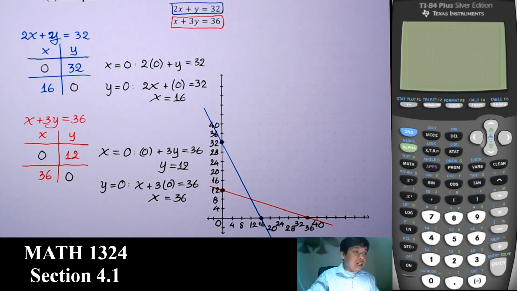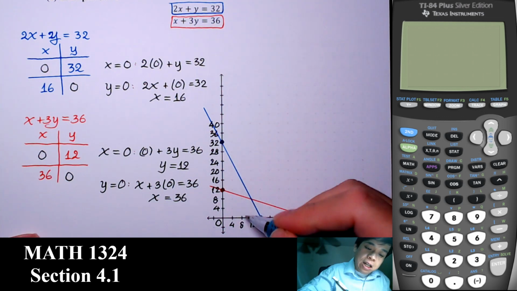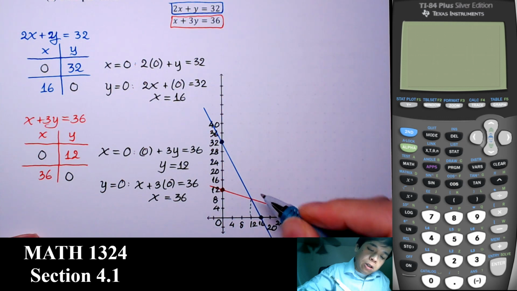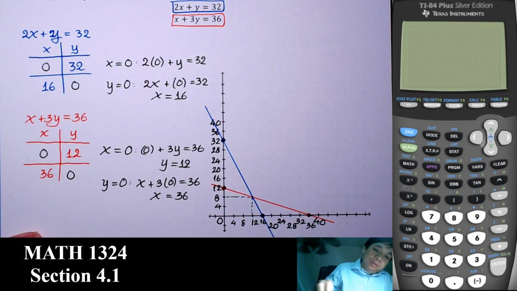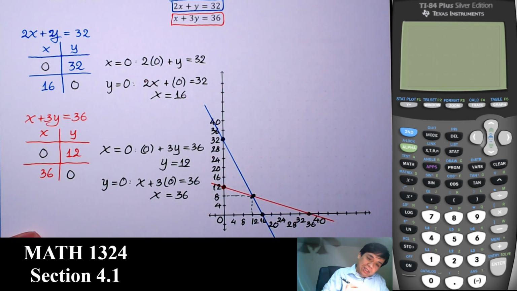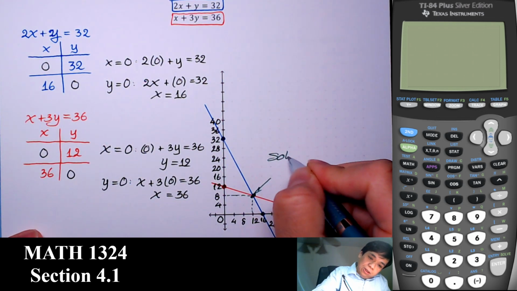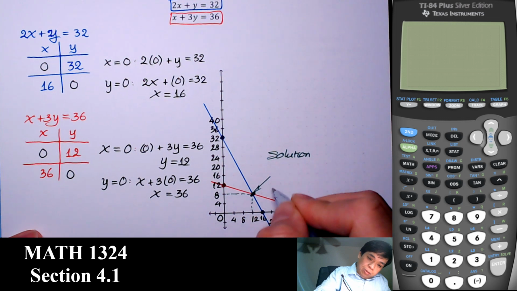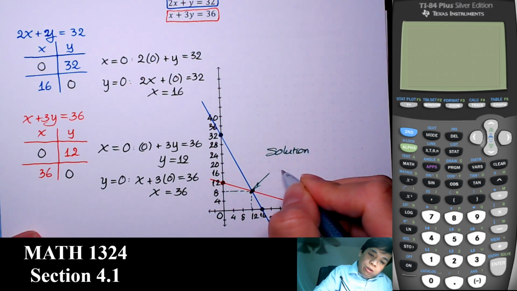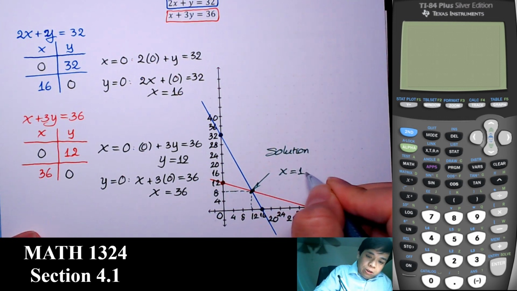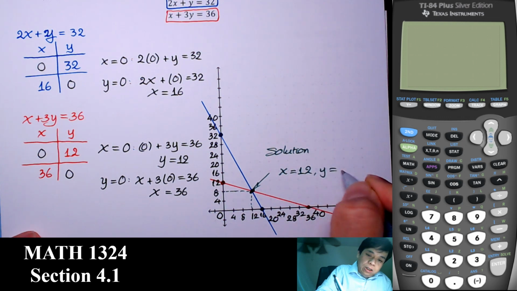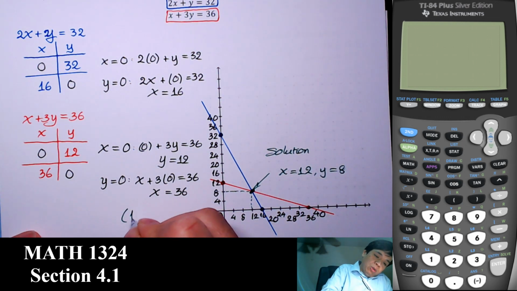And we have to draw that almost perfectly to get the answer. So it looks like 12 and 8. So we say the solution is x equal to 12, y equal to 8, or we write it as the pair (12, 8).